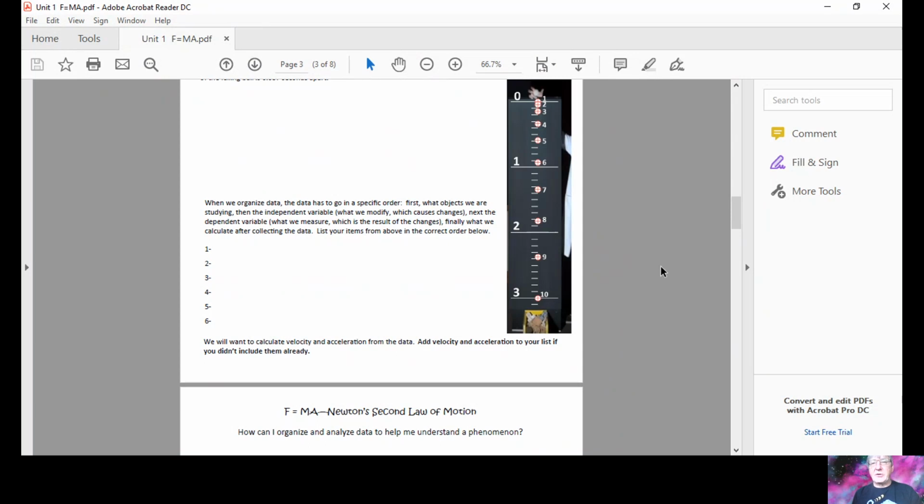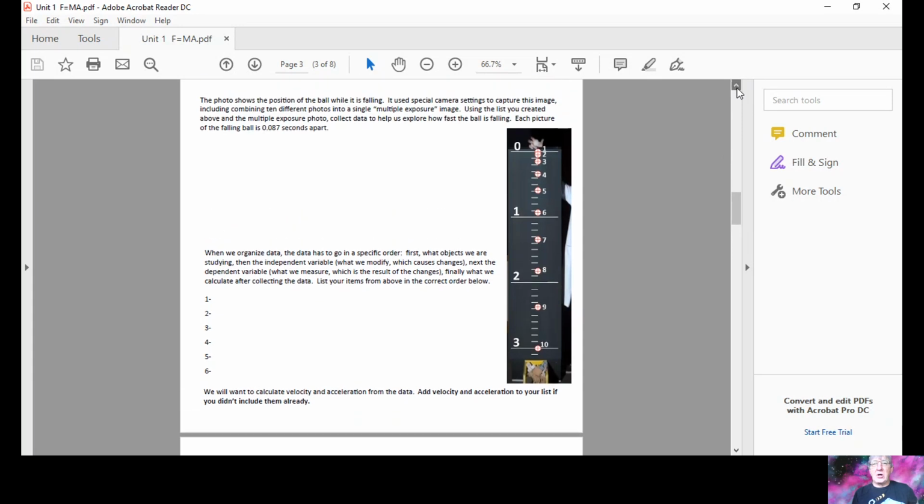It was being accelerated by gravity. That's the A of F equals ma, right? The mass would have been how heavy the ball is itself. And the force is shown by its movement. So we've got this little event where we're looking at this falling ball.